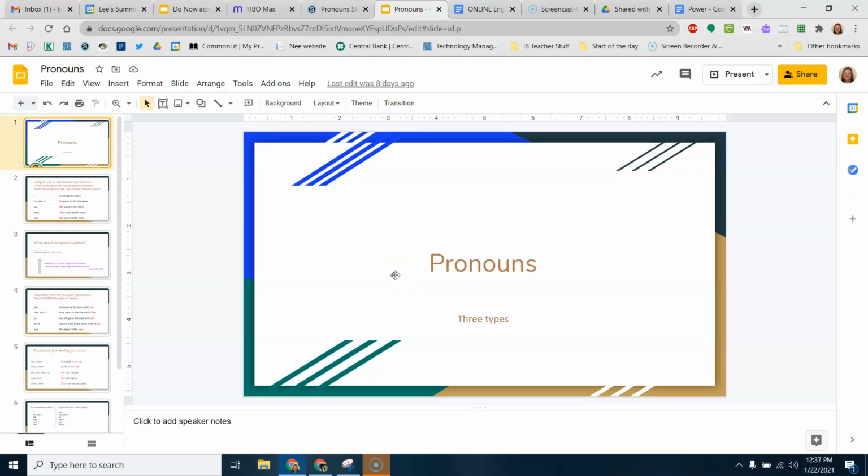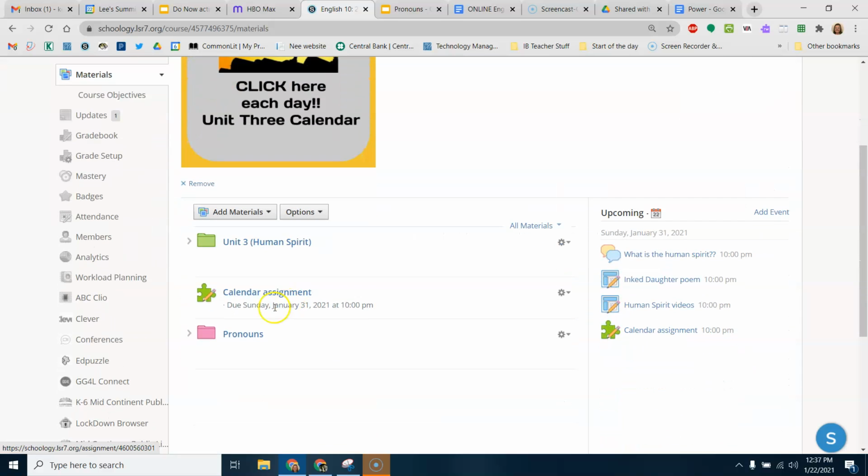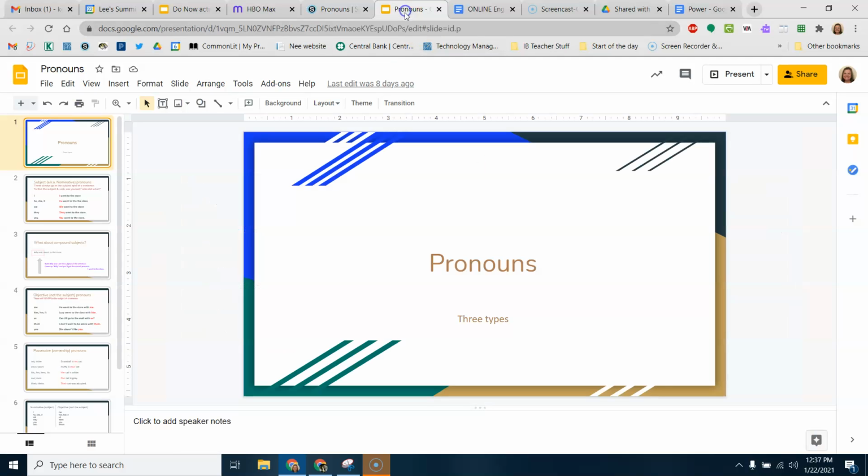All right, the grammar assignments for this week and next week all deal with pronouns. Pronouns fit into two categories. So in Schoology, it would be in your best interest to open the pronouns folder, and in that folder, you will see a link called Pronouns Slideshow. This is what it looks like.